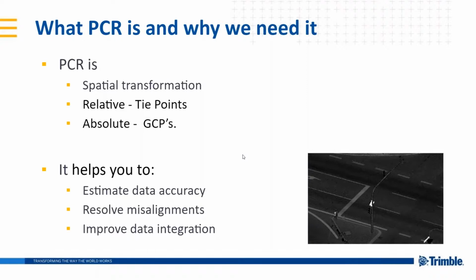Point cloud registration, in principle, is a spatial transformation between two data sets in which we are interested in calculating position and orientation transformation parameters between a reference dataset and a target dataset.